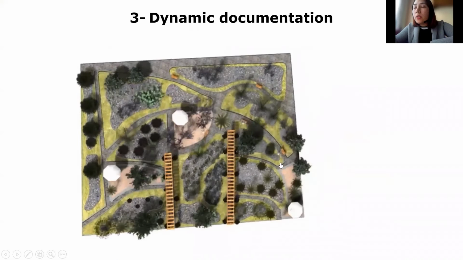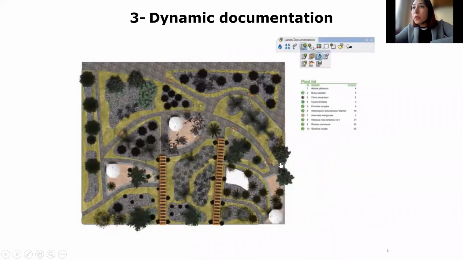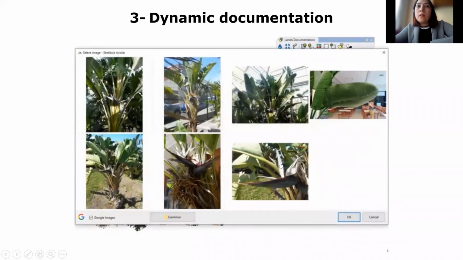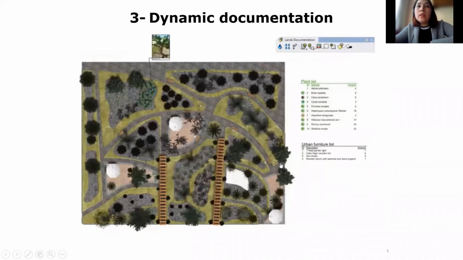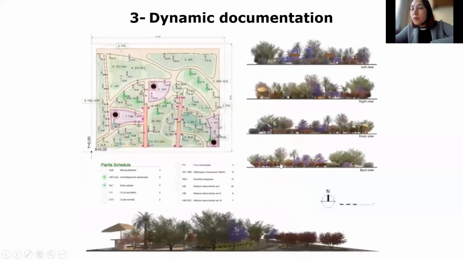We have dynamic documentation tools that let us produce the list of plants, earth moving operations, irrigation, furniture, and add the image of plants to the project by a special command for that. And finally, produce different types of layouts and documentation.